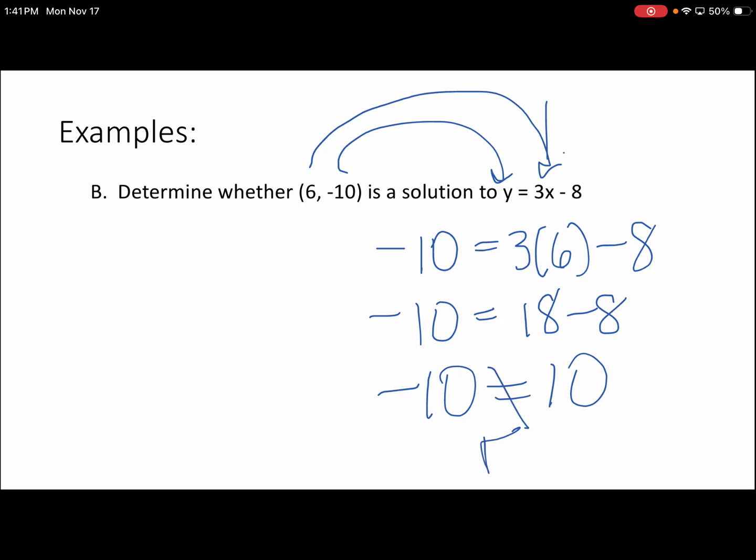No, this is false. Is this a solution? This one would be no. So determine yes or no, showing me why you're saying yes or why you're saying no. It's really like just plugging in values in the table like we did all weekend. It's just looking at one specific one.